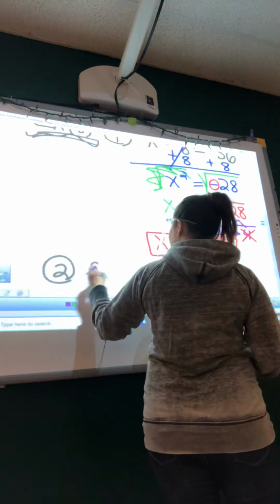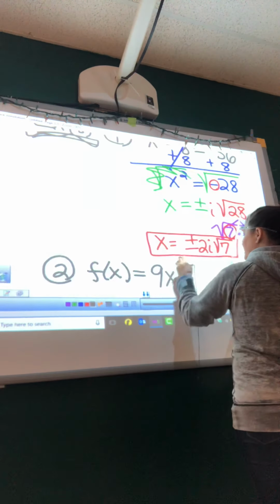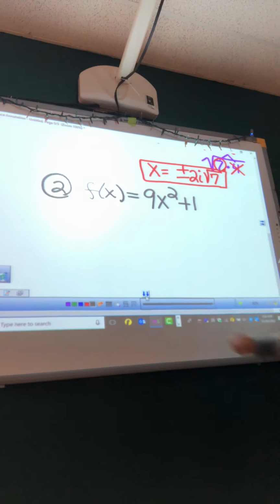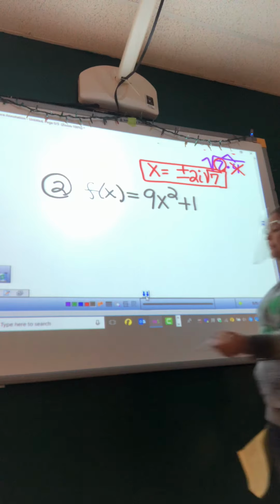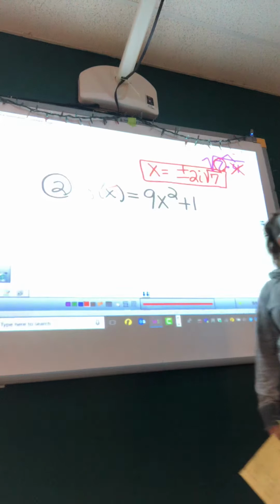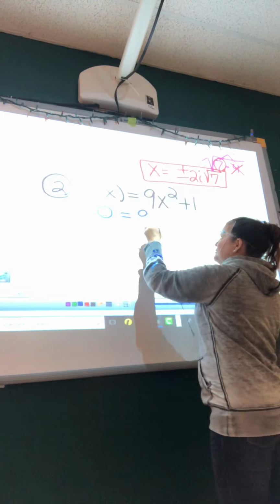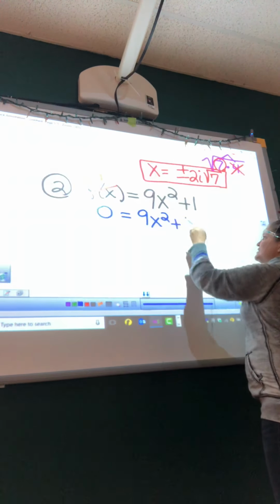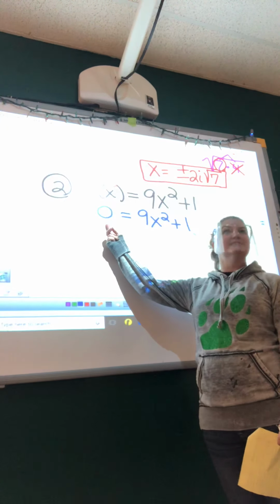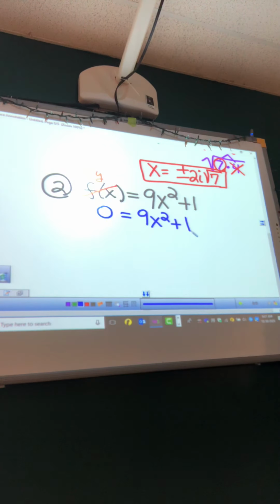If I were to have a f of x, and let's say we have a 9x squared plus 1. F of x, when we were graphing, remember that f of x was just a fancy way of writing y. Well, when we're solving, yep, we want it to be a 0. So if it does say to solve or find the zeros, f of x is just a fancy way of writing 0. Okay? And then we solve like we've been doing.